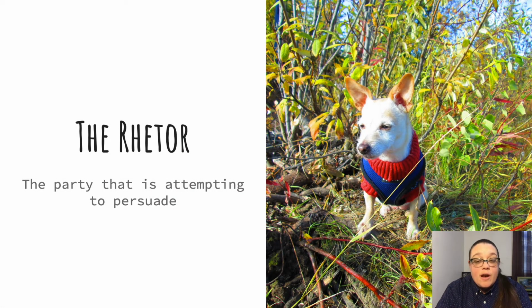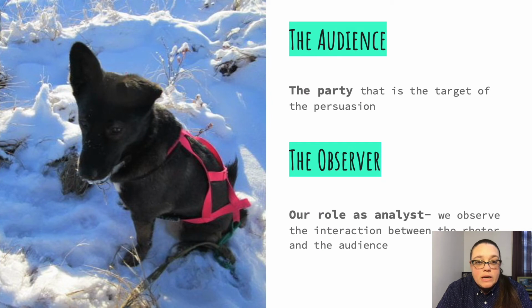In our rhetorical analysis, there are two parties to be concerned with: the rhetor, the party that's attempting to persuade, and the audience. The audience is the party that is the target of the persuasion. Our role will be that of analyst, where we observe the interaction between the rhetor and the audience. We'll consider ourselves to be a third party, the observer. We're not being persuaded, we are not persuading, we're just observing the interaction between the rhetor and the audience.